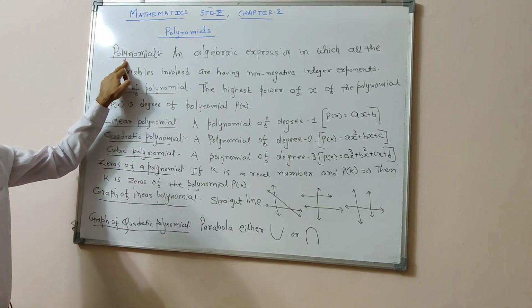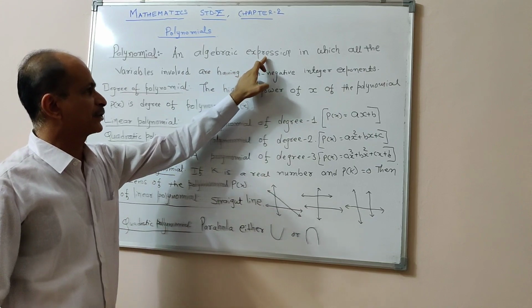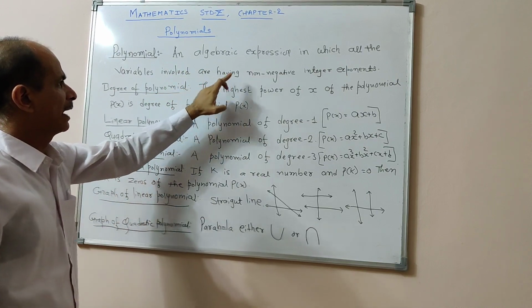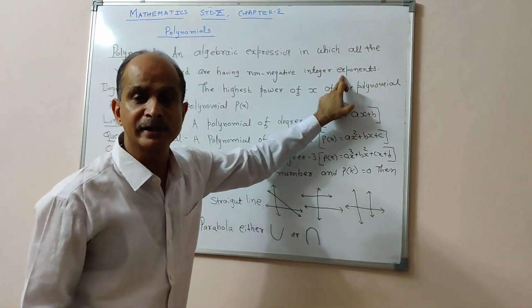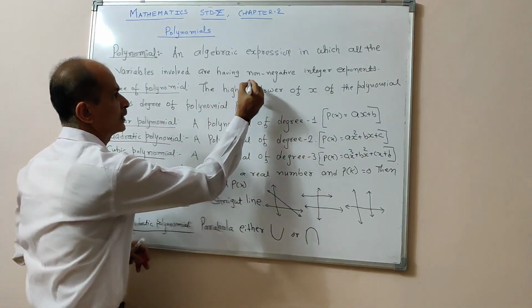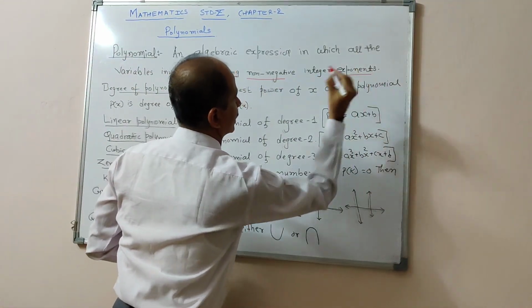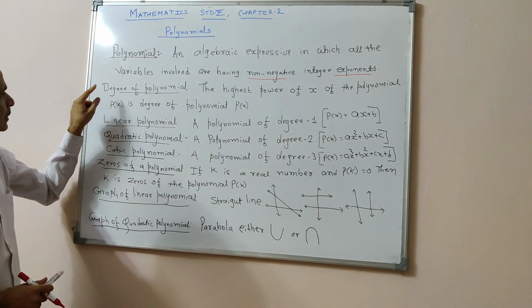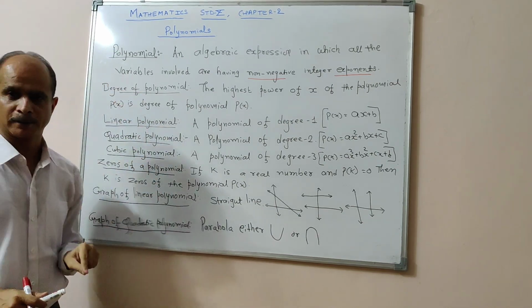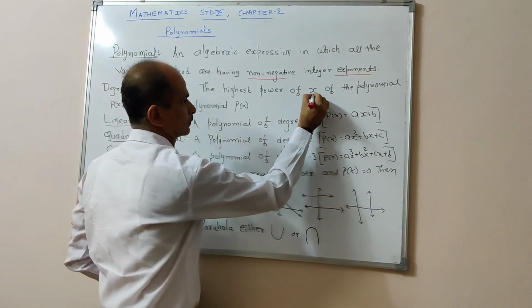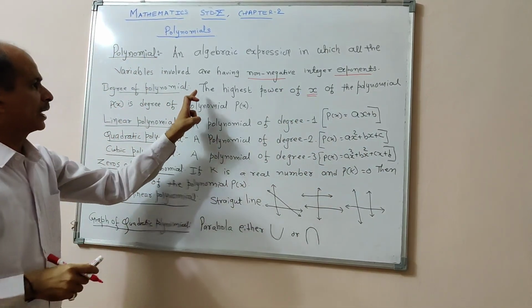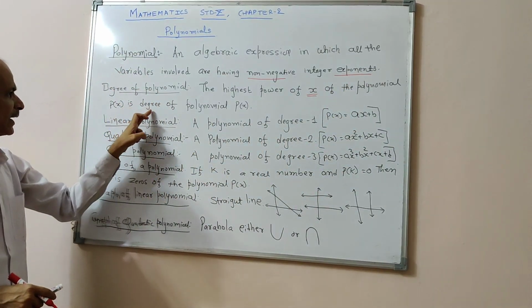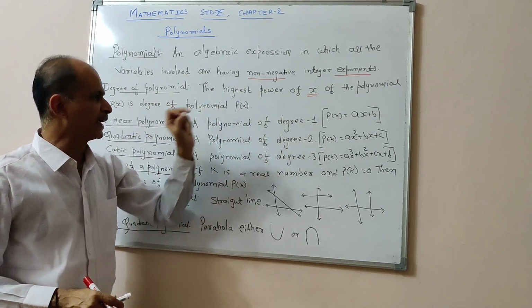First one, definition of polynomial. An algebraic expression in which all the variables involved are having non-negative integer exponent. The important words are non-negative and integer exponent. Now the second concept is how to find out the degree of a polynomial. The highest power of x, meaning the variable. So the highest power of x of the polynomial p(x) is known as the degree of polynomial p(x).